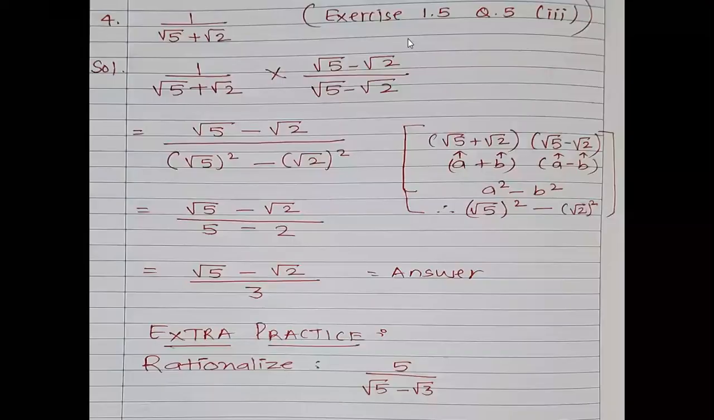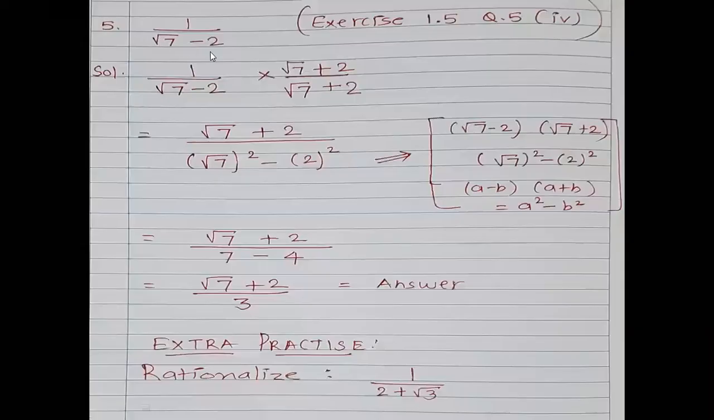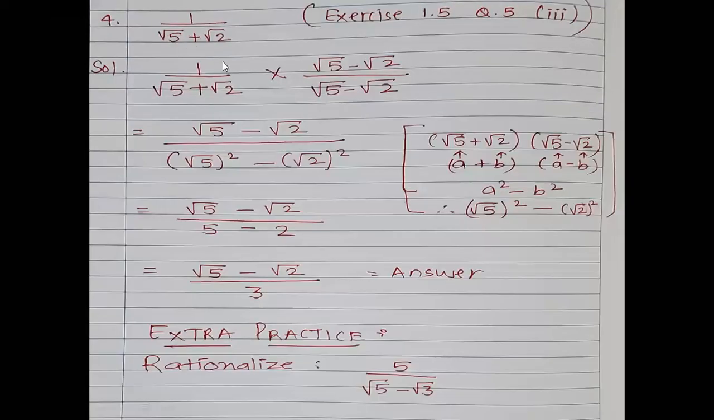Let us solve the next question from the same exercise 1.5, question number 5, third question, which is 1 upon root 5 plus root 2. Same as in the last question, you will observe that the denominator has a set of two irrational numbers, that is root 5 plus root 2. We'll proceed with the same step.